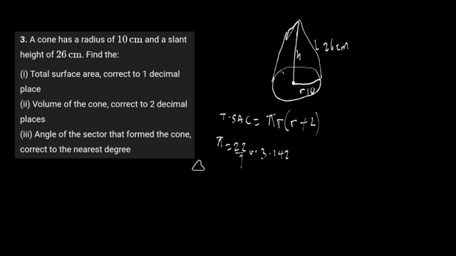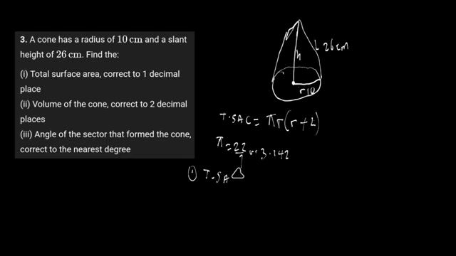So we are seeing the solution of figure 1, and here we have the area. Our radius is given as 10 centimeters. The radius of the cone is equal to 10 centimeters, and the slant height is equal to 26 centimeters. So let's put it here now. Now we have the total surface area of a cone.